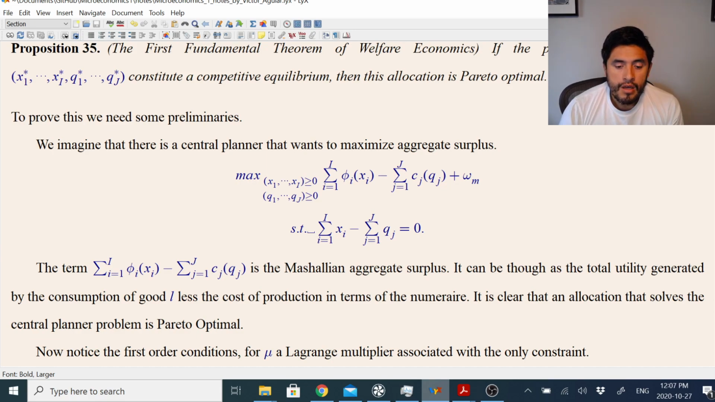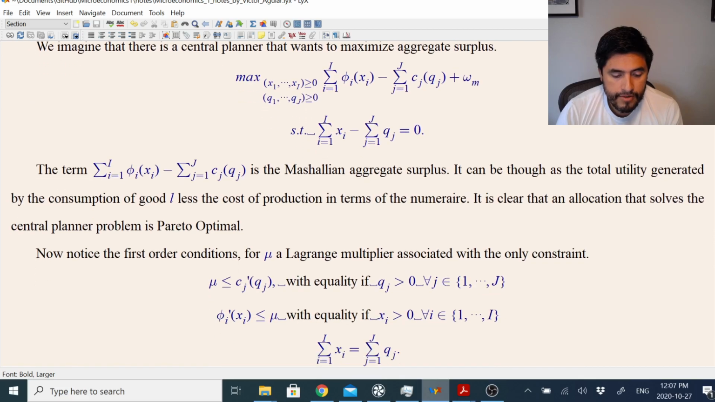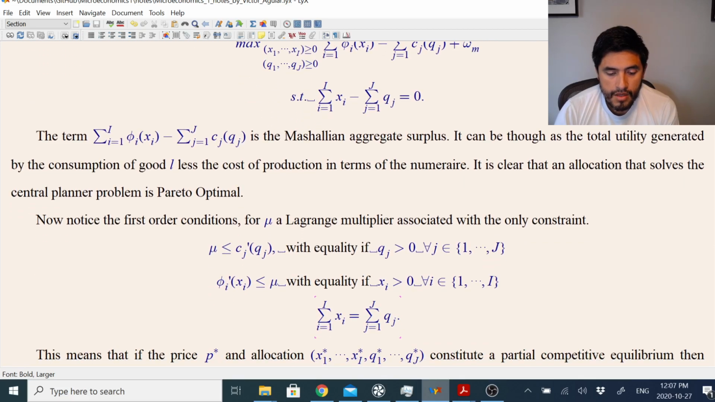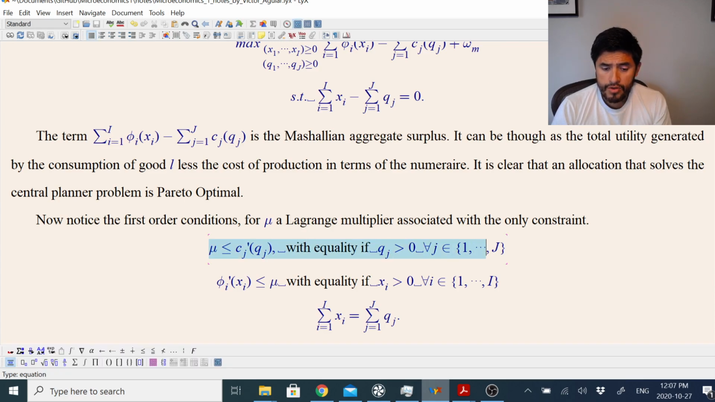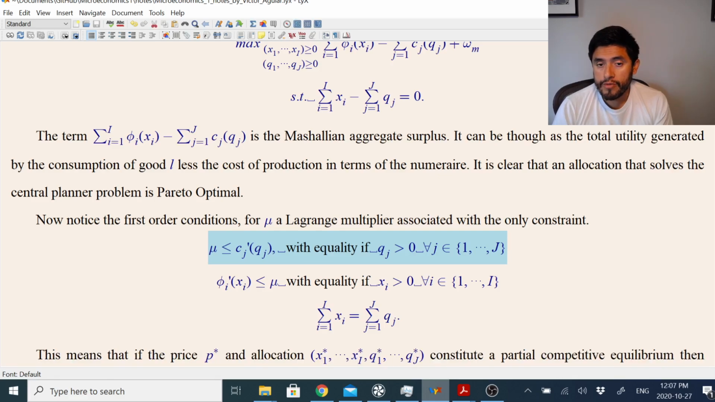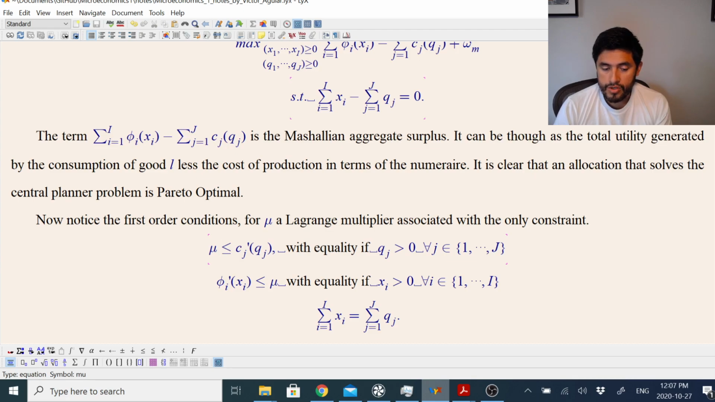Okay. Now, let's solve this problem. Basically, this is a calculus problem. I assume differentiability, and then I have a balance constraint. I create a Lagrange multiplier for it. I maximize with respect to each control, xi, qj. And then, look at the first order conditions of this problem. With respect to the Lagrangian multiplier, which is a scalar that enters with this constraint, you have mu less than or equal to cj prime, which is the marginal cost at quantity qj.